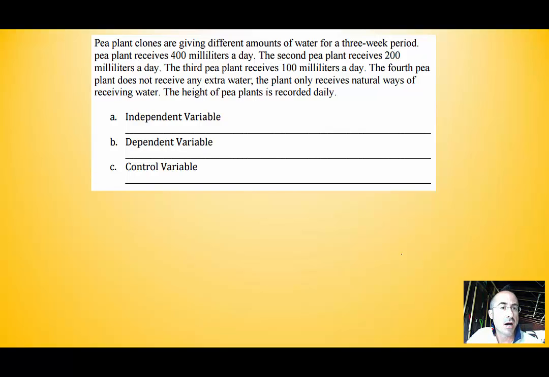Okay, welcome back, guys. Pea plant clones are given different amounts of water for a 3-week period. The first pea plant receives 400 milliliters a day. The second pea plant receives 200 milliliters a day. The third pea plant receives 100 milliliters a day, and the fourth does not receive any extra water. The plant only receives the natural ways of receiving water, which is through normal rainstorms. The height of the pea plants is recorded daily. Okay, so what's the independent variable we're looking at here? What we're changing is basically the amount of extra water that the plant receives, the amount of H2O.